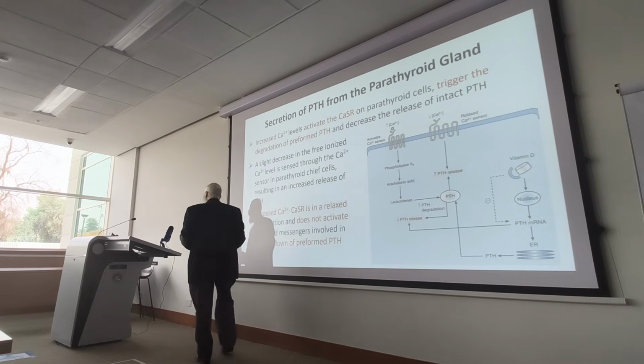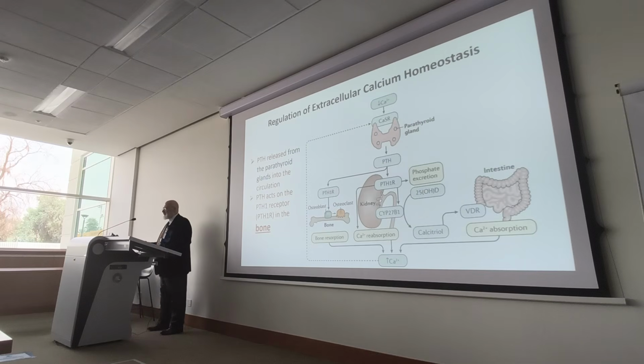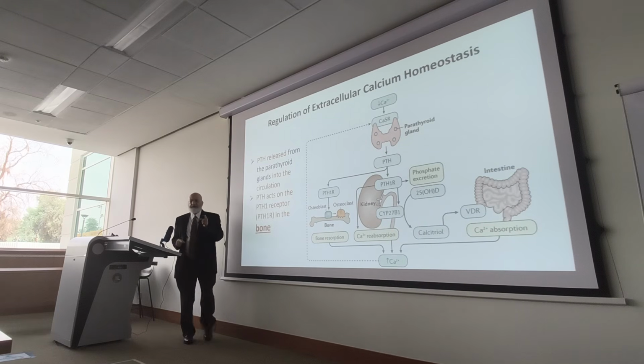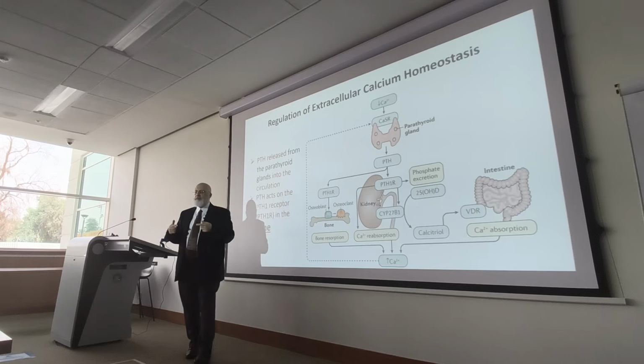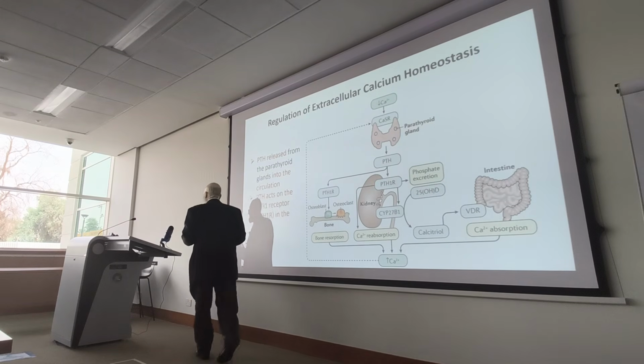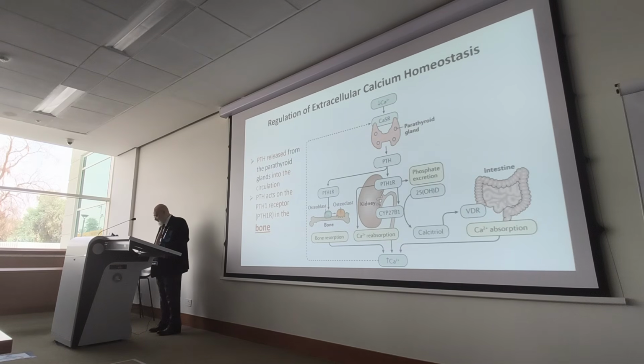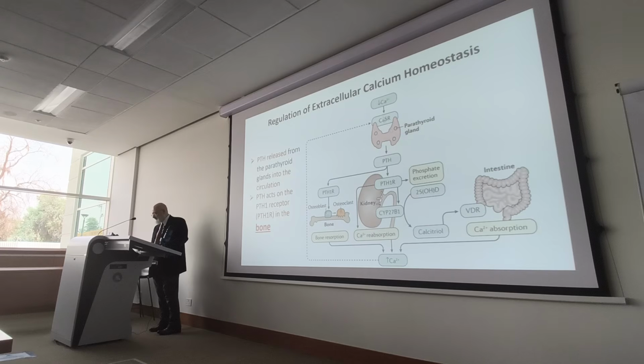So what will happen when the PTH is released? It will go to the circulation. It will hit many targets. The first one is going to be the bone. PTH is released in the circulation, and PTH works through the PTH receptor, the PTH1 receptor. The PTH1 receptor exists on the bone, as we'll see. Also in the kidney, but we'll talk about the bone now. There are two targets here, you can see the bone and the kidney.